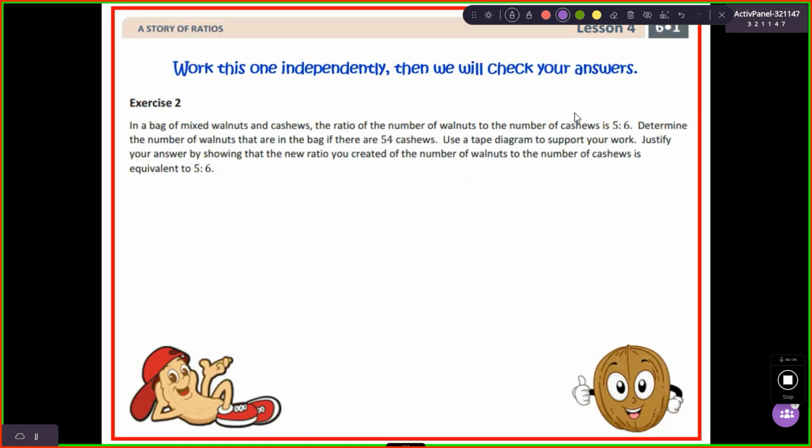It says in a bag of mixed walnuts and cashews, the ratio of the number of walnuts to the number of cashews is what? 5 to what? 6. Good. Determine the number of walnuts that are in the bag if there are 54 cashews. How many of you are getting overwhelmed just by those first 2 sentences?